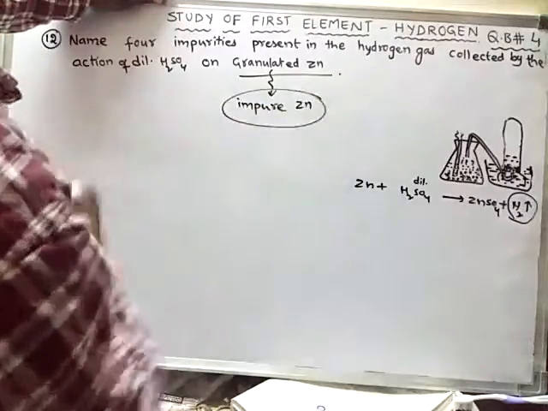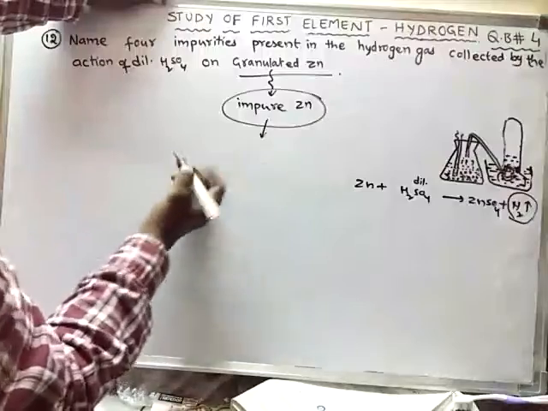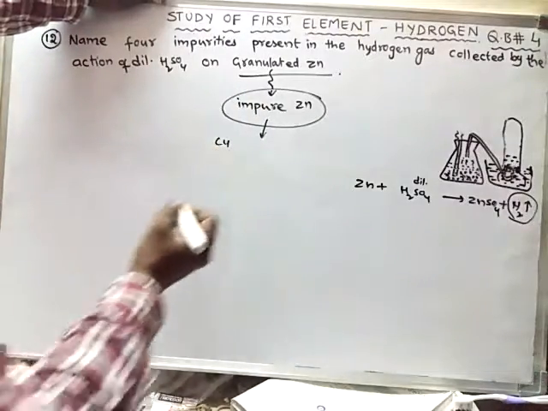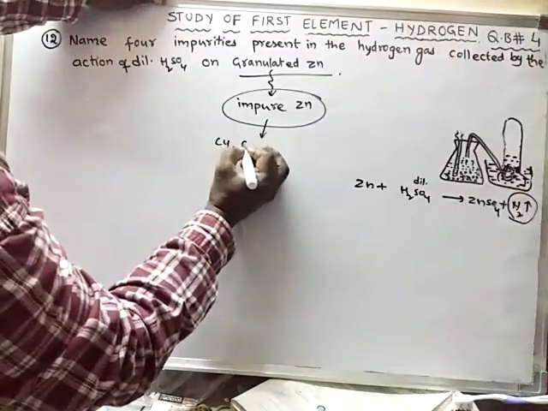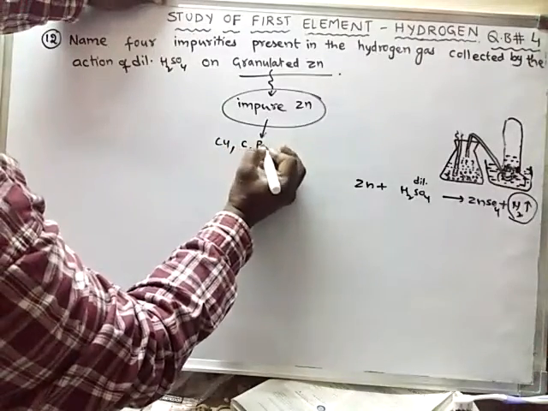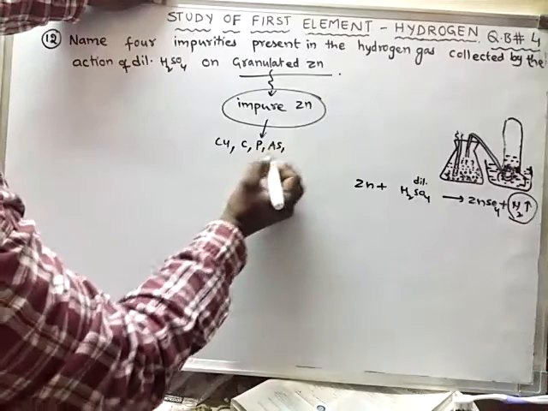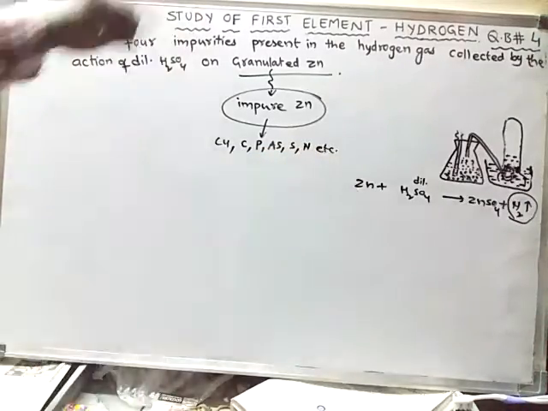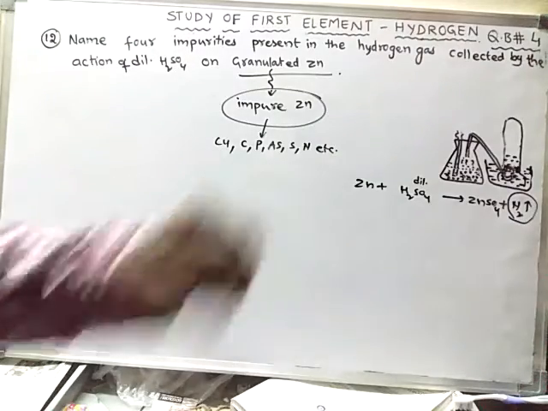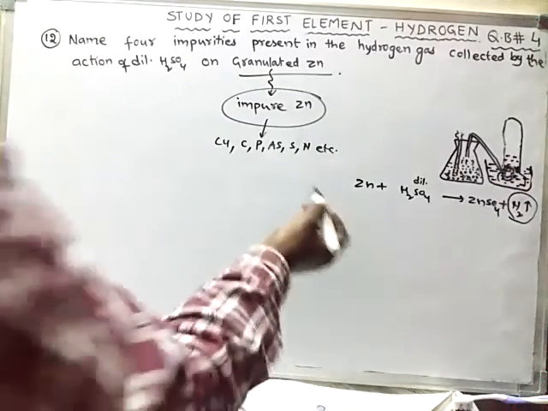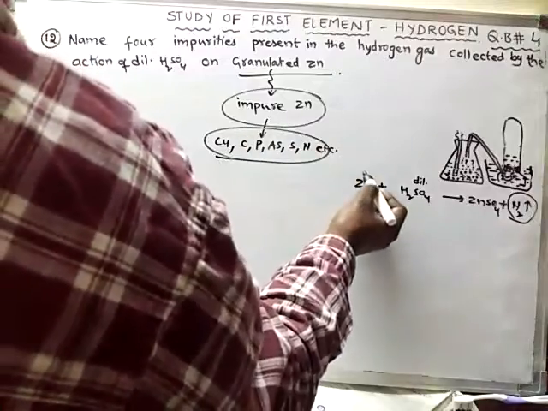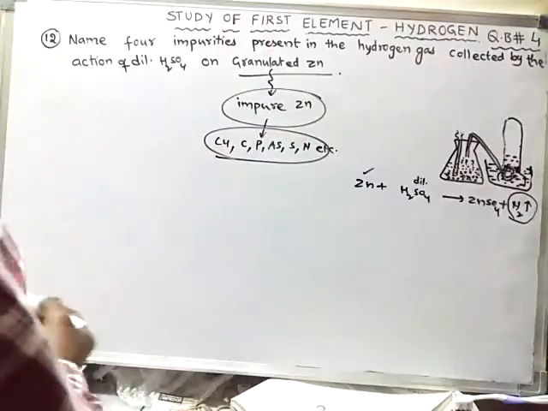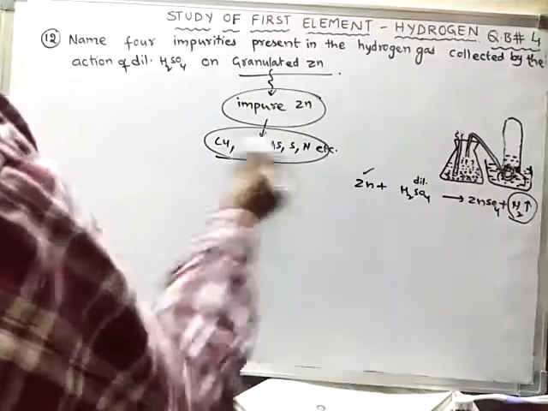It contains impurities. What are the different impurities present in zinc? In granulated zinc, copper is the main impurity. Along with the copper, there will be carbon, phosphorus, arsenic, sulfur, nitrogen, etc. So these impurities are present in the zinc, along with the zinc, as it is granulated zinc.